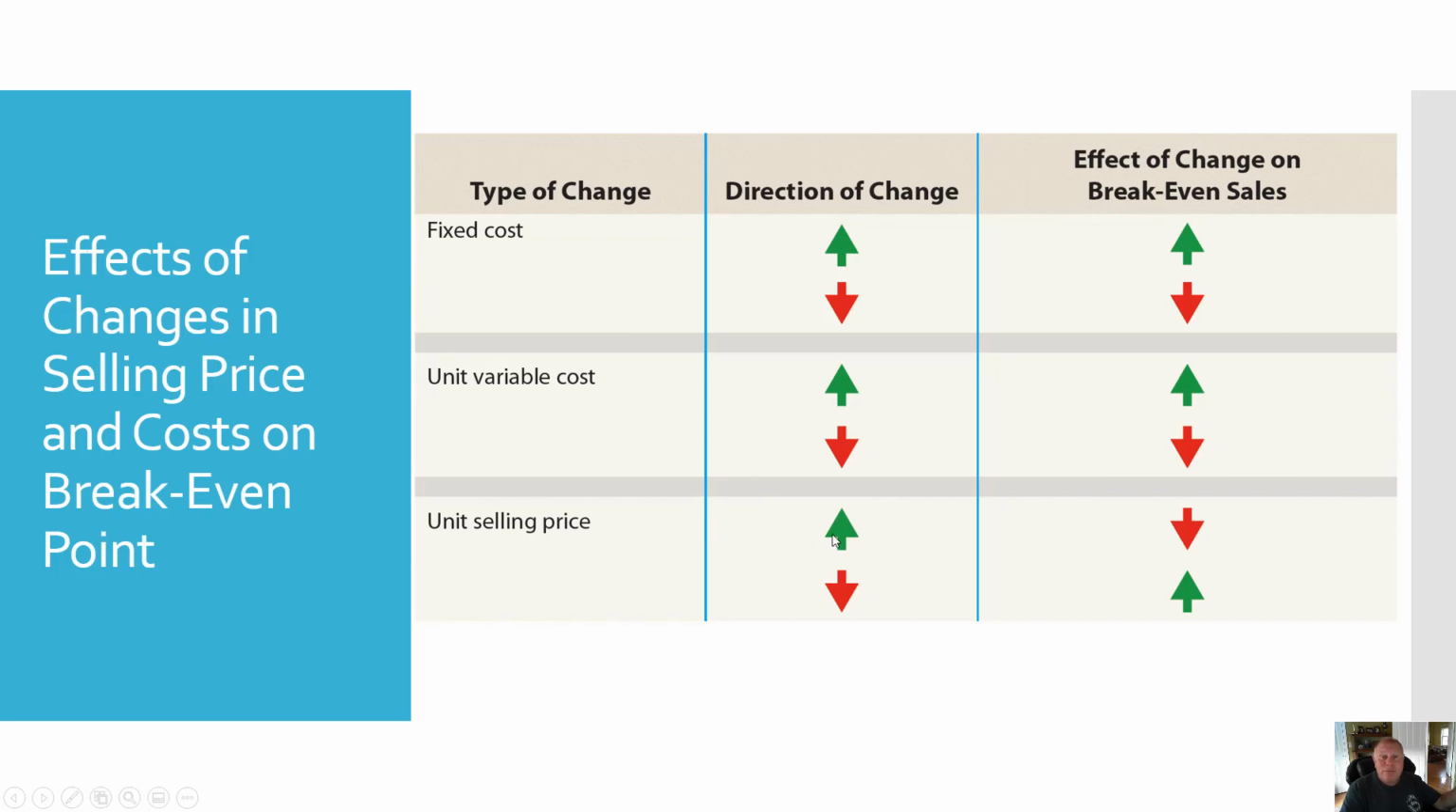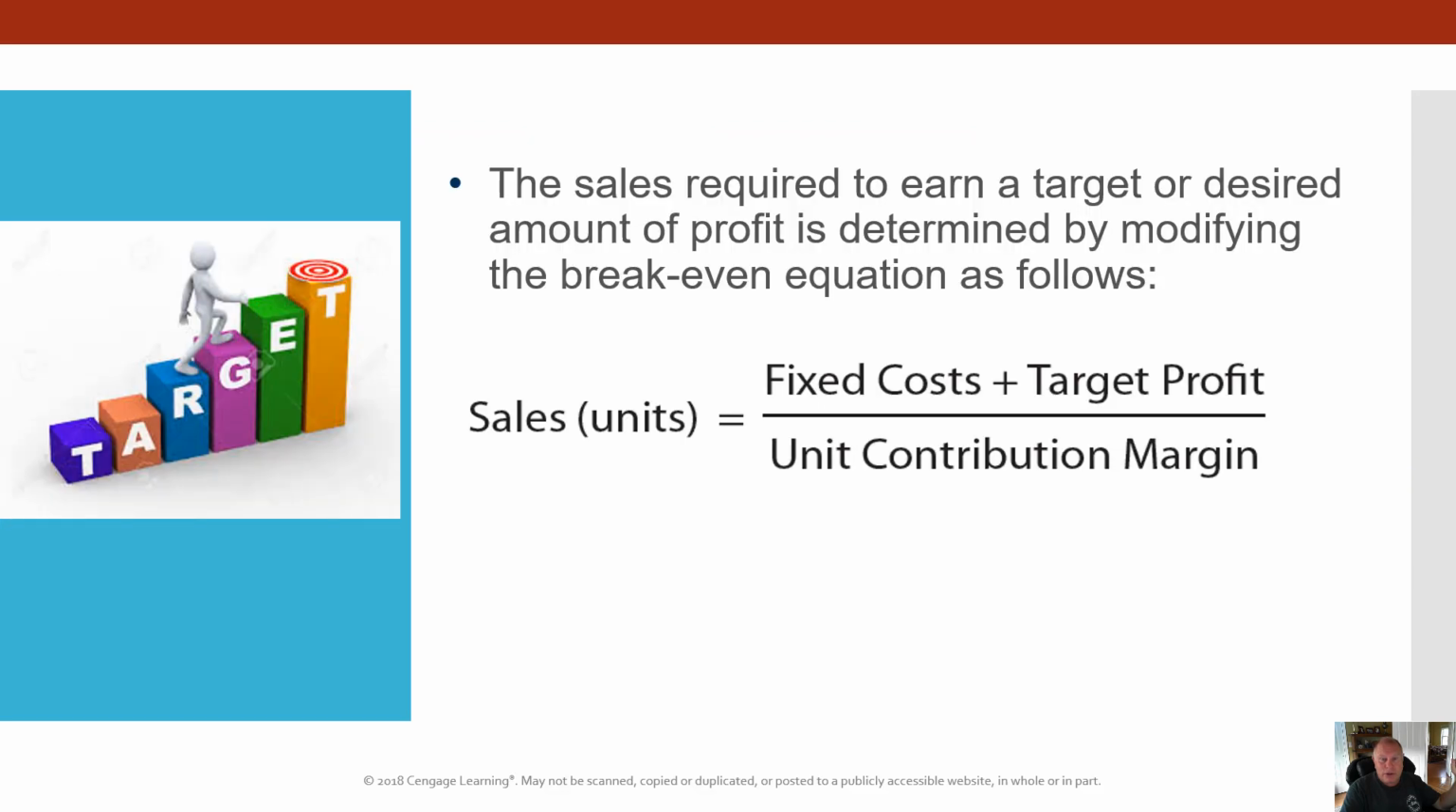If the selling price goes up, the break-even point goes down. Conversely, if the direction of change is down for the unit selling price, the break-even is up. So we have to take a look at those. Once we understand that, and this is fundamental because everything is related, you can't just look at fixed cost, can't just look at unit variable, you can't just use the selling price. You have to put them all together and take a look.